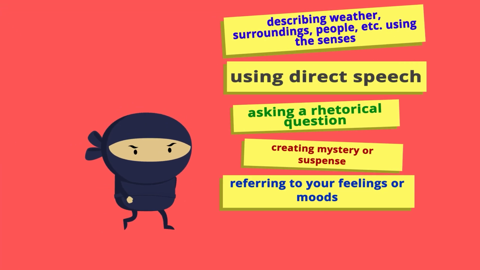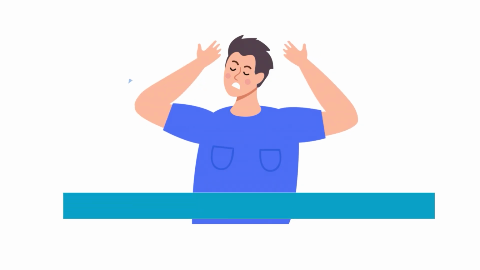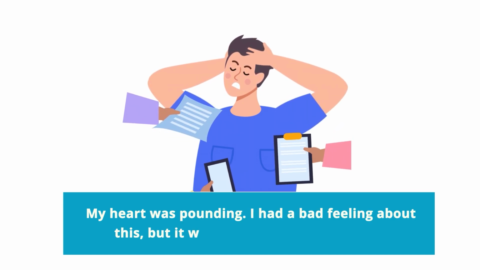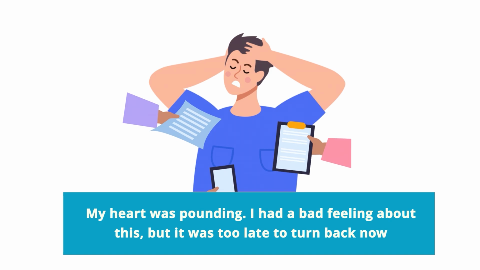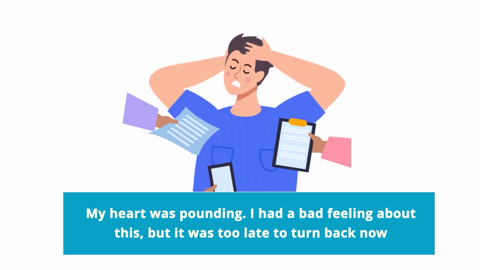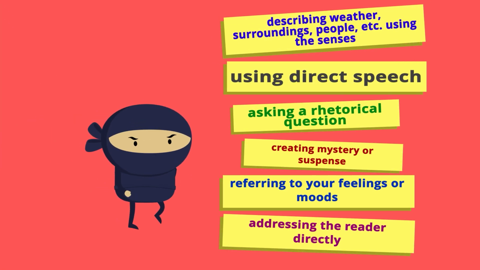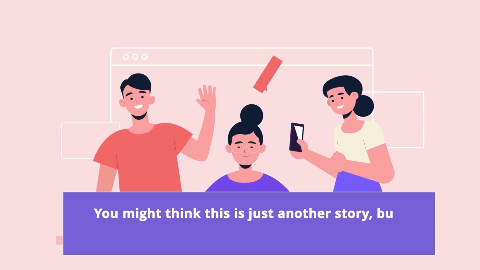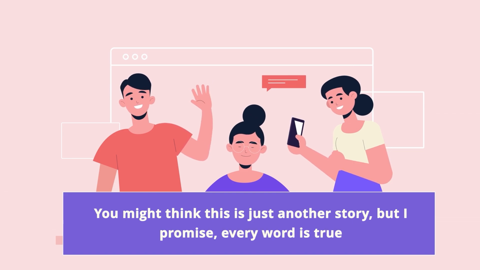Fifth, referring to your feelings or moods. My heart was pounding. I had a bad feeling about this, but it was too late to turn back now. Sixth, addressing the reader directly. You might think, relax, this is just another story, but I promise every word is true.